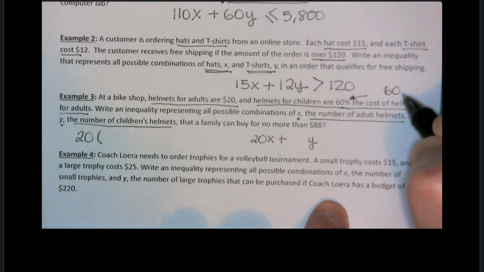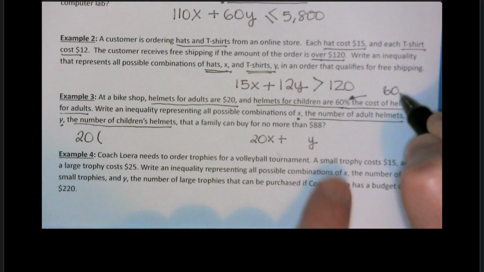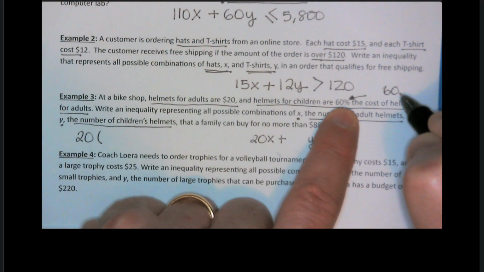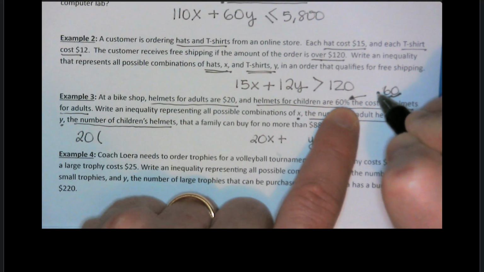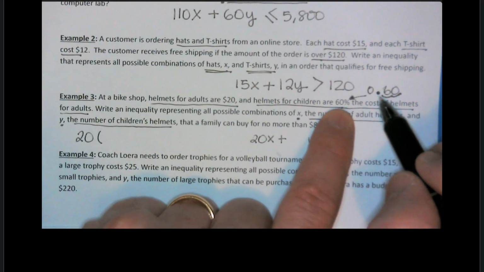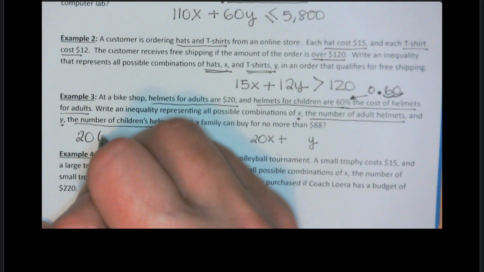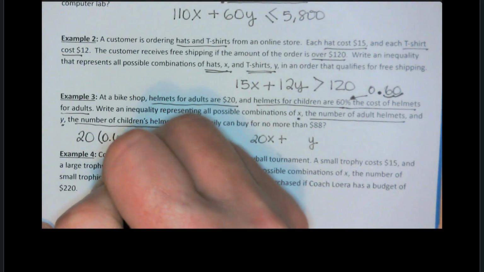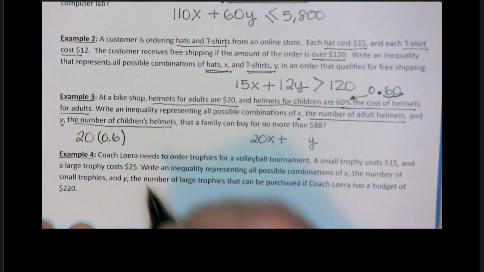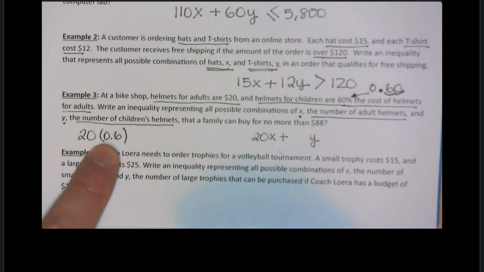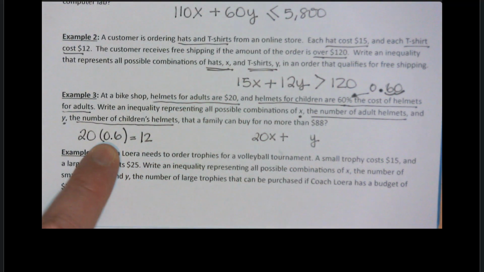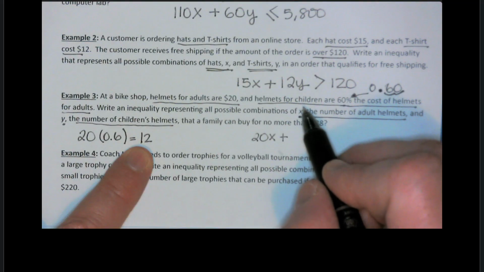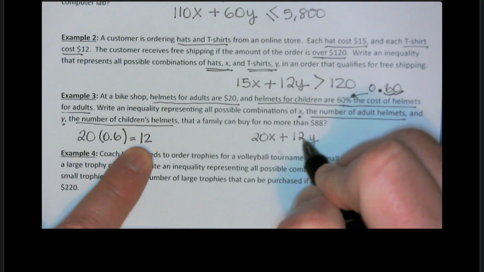Basically, you take 20, which is the price of adults, and multiply by the percentage, but you need to change that to a decimal. So how do you change 60% to a decimal? You write the 60, the decimal point is right here, and we change the percentage to a decimal by moving the decimal point two places to the left. So that would be 0.60. So we're going to multiply by 0.6. When I multiply 20 times 0.6, I get 12. So the price of a helmet for children is $12.